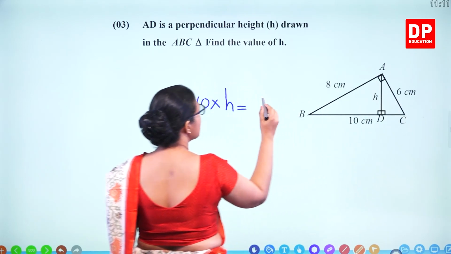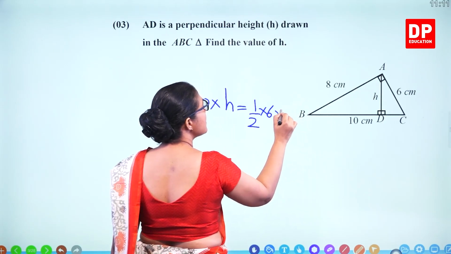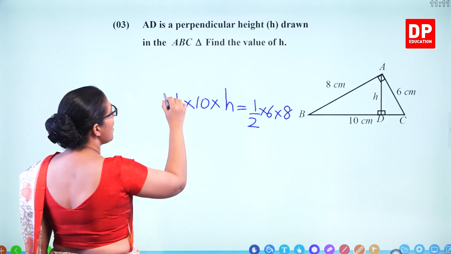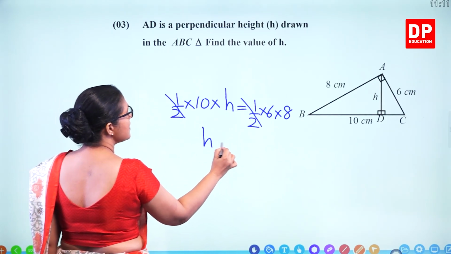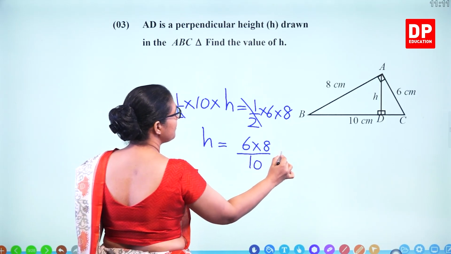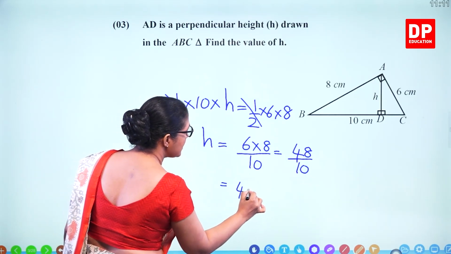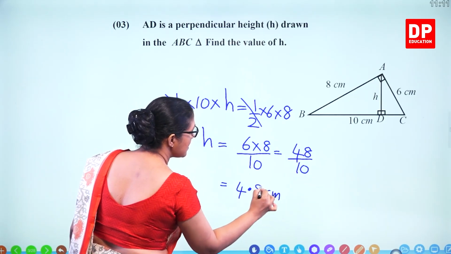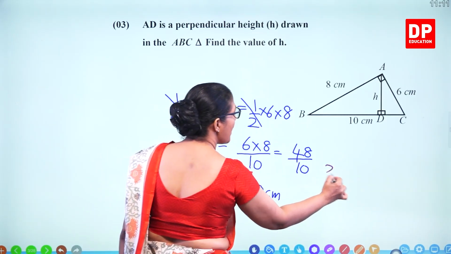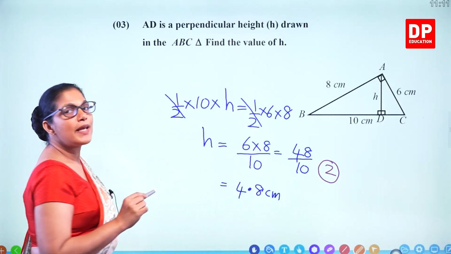So the base is 6. That's half into 6, then the perpendicular height is 8. So these are equal, the area is the same for the triangle. Half gets cancelled out. So what is h? 6 into 8 divided by 10, 48 divided by 10, 4.8 centimeters is the height of this triangle. So 2 marks for that, for identifying equal area when you take different bases.